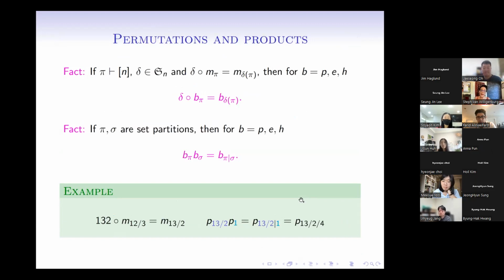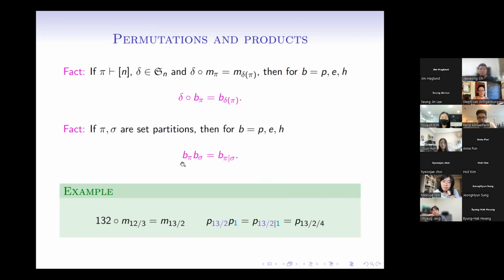Okay, so now we have some of our key bases. Let's have a look at a couple of facts. The first fact is that if pi is a set partition and delta is some sort of permutation, then if we let delta act on m pi, what we get is m delta of pi that we defined earlier. And for any basis b, where this can be the power sums, the elementaries, or the complete homogeneous symmetric functions in non-commuting variables, we have that delta acting on b pi is just b delta of pi.